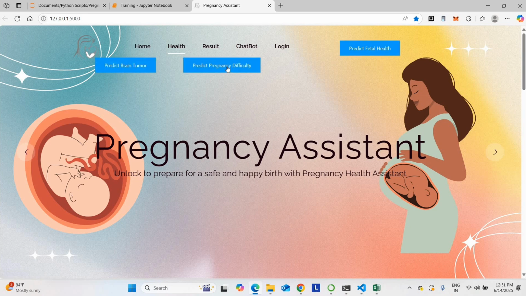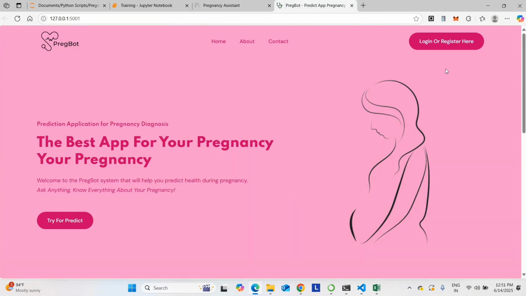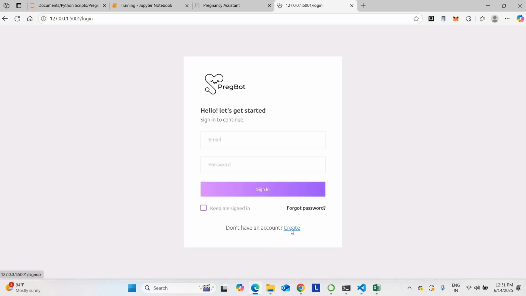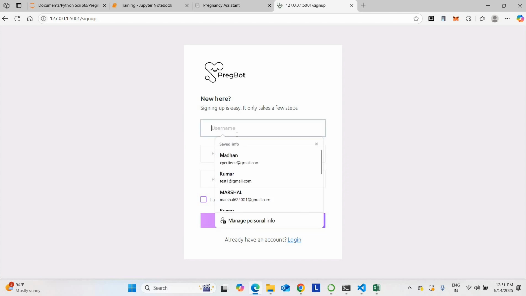So for example, I'm going for the pregnancy difficulty prediction. Just click this. Here you have to log in or register. You can use create account also here. You can give any new sign up.